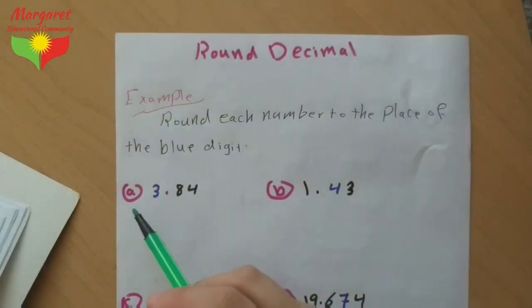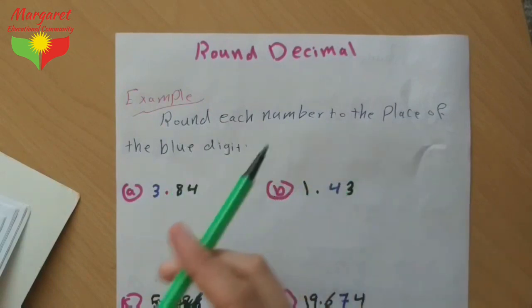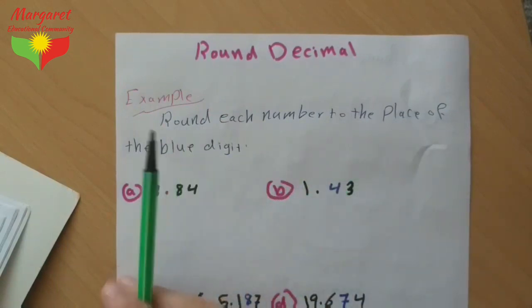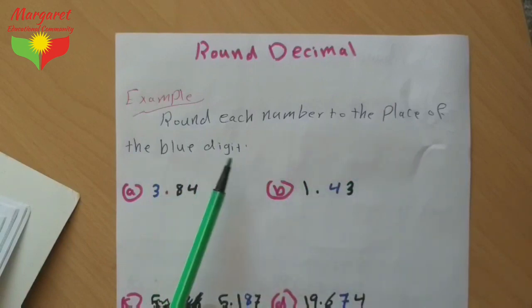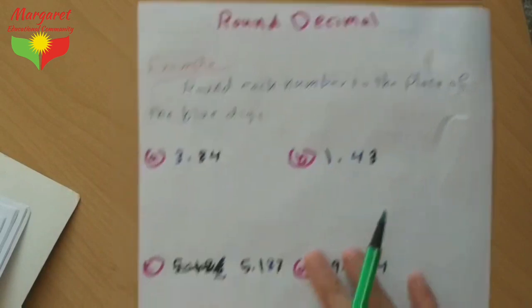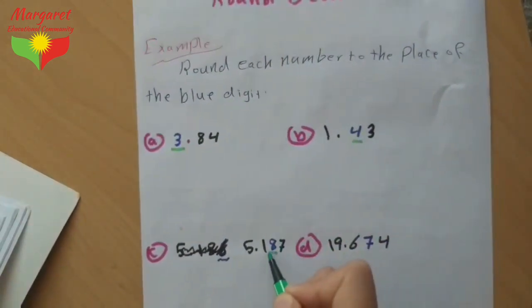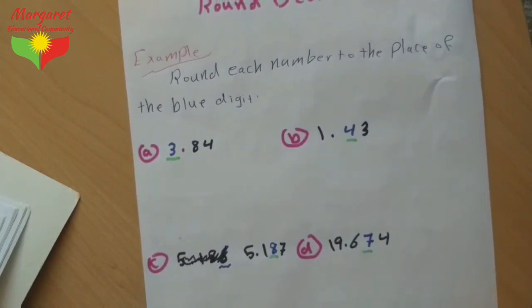We have an example: round each number to the place of the blue digit. These are the blue digits.